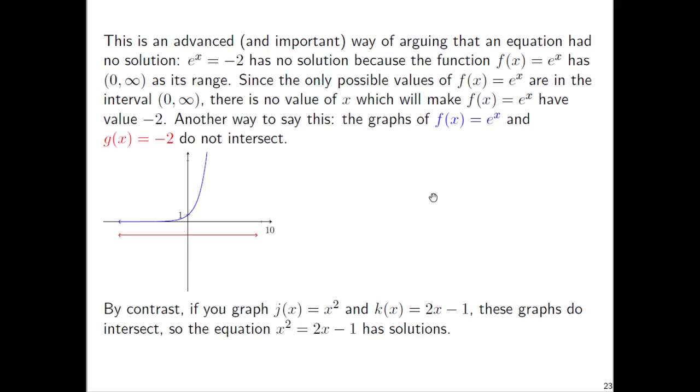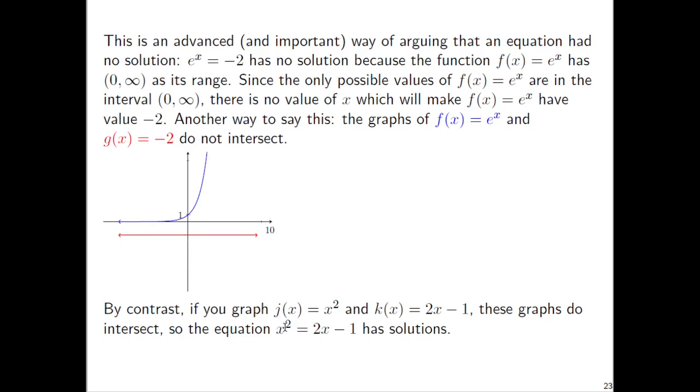Another way to say this: the graphs of f of x equals e to the x shown here, and g of x equals negative 2, that's the right side, graphed as this horizontal line. That's what graphing just the y value always being negative 2 looks like. These two graphs just don't intersect each other.